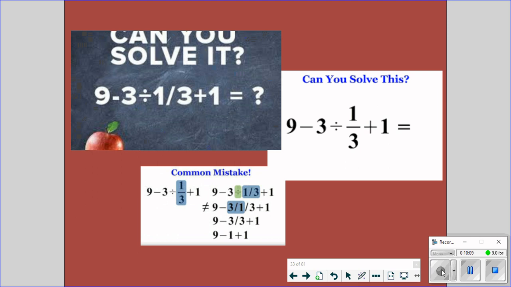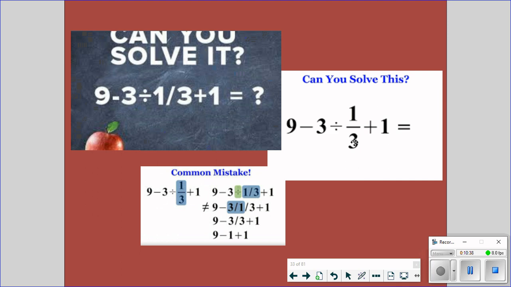When you discover some of these problems online, you might even see places where people will help you along the way by showing you common mistakes. Taking a look at this and the way it's written, of course, that slash mark could be a big problem. But what is the first order of operations that we're looking for in this problem? Is it subtraction? Is it division? Or is it addition? Well, of course, it's division first.